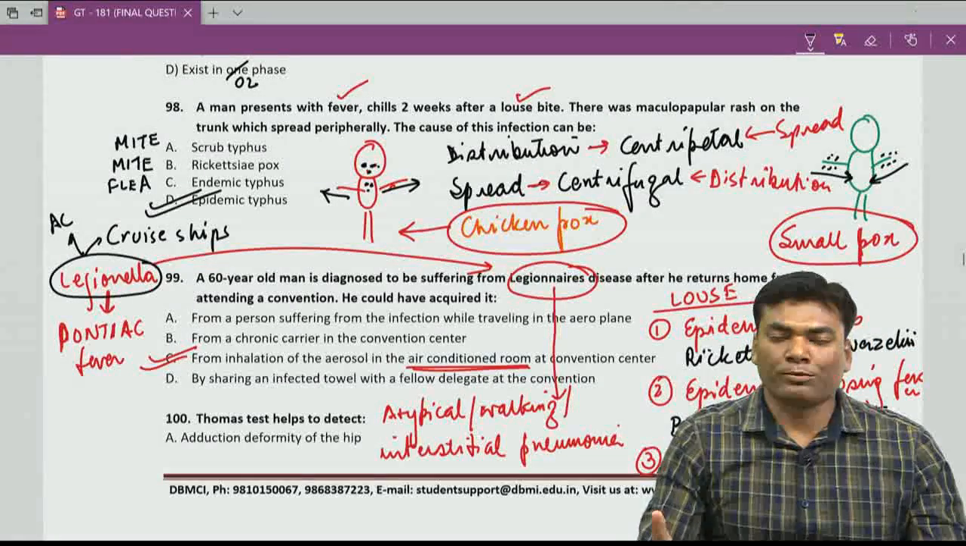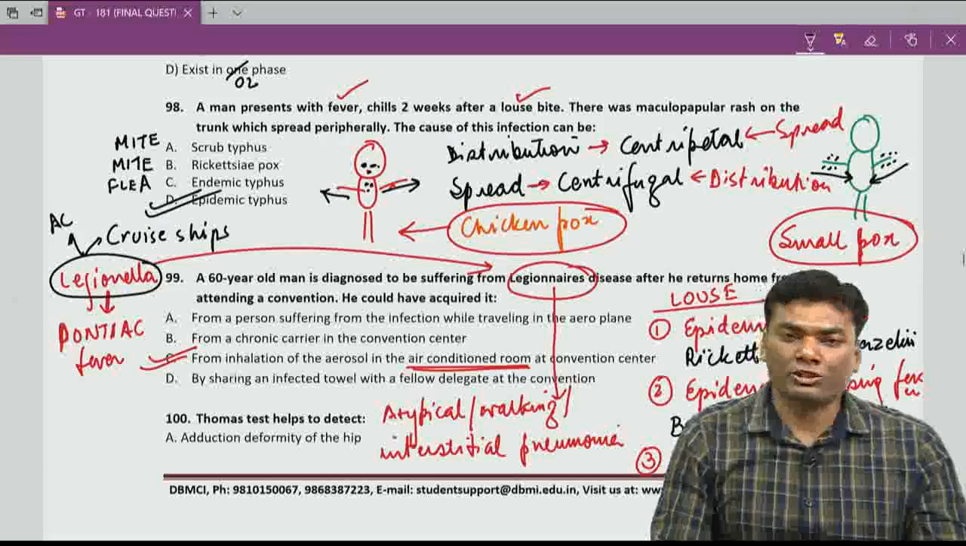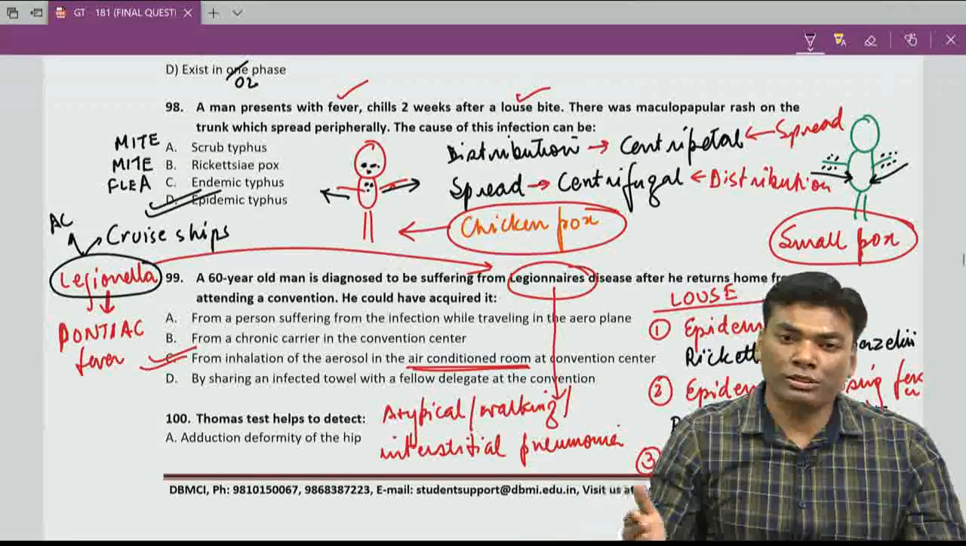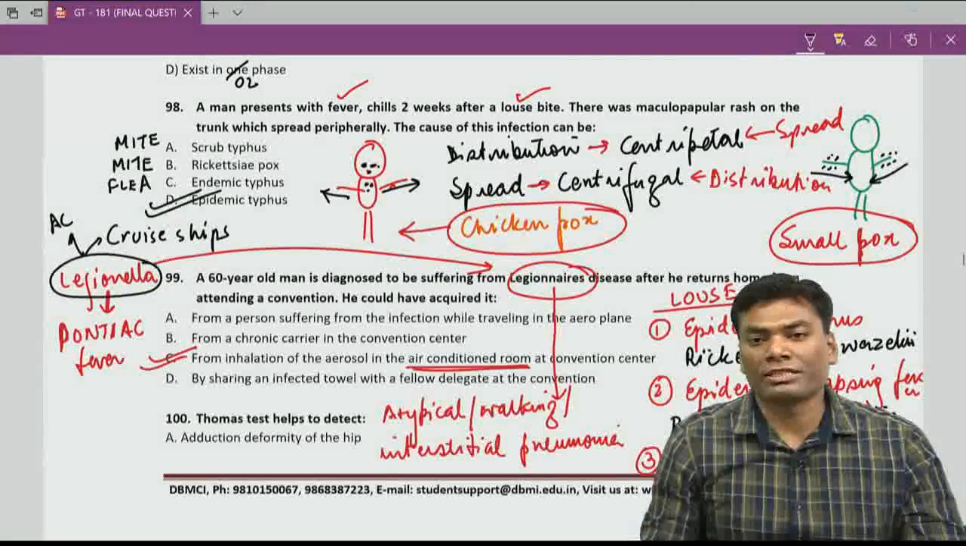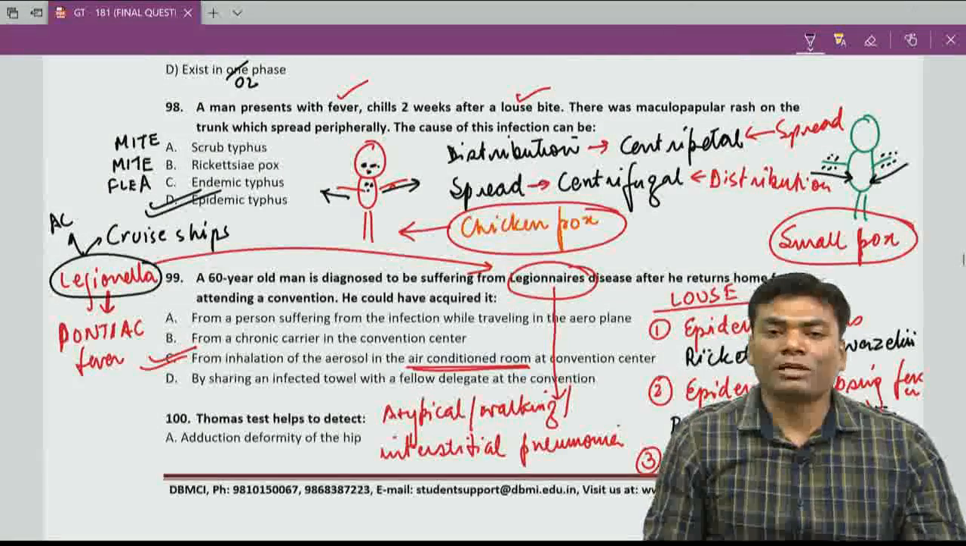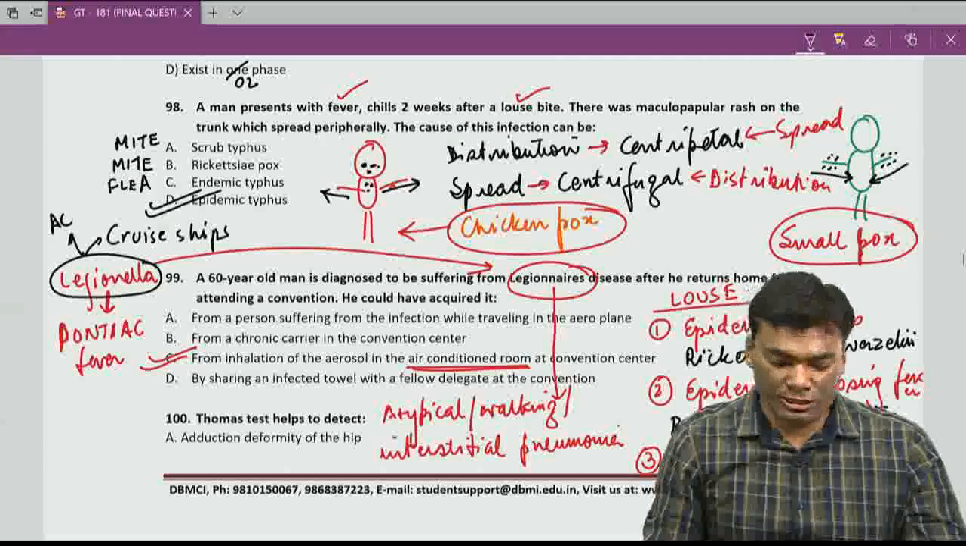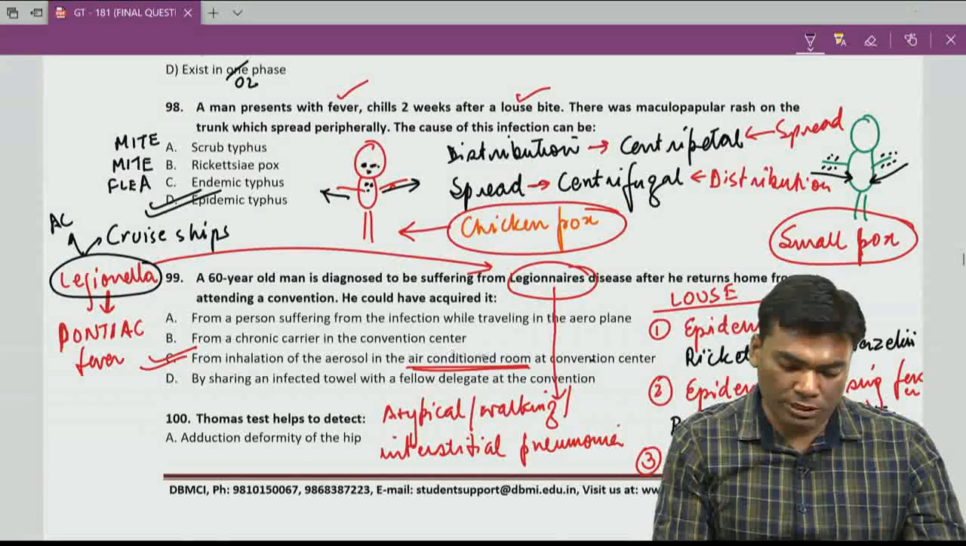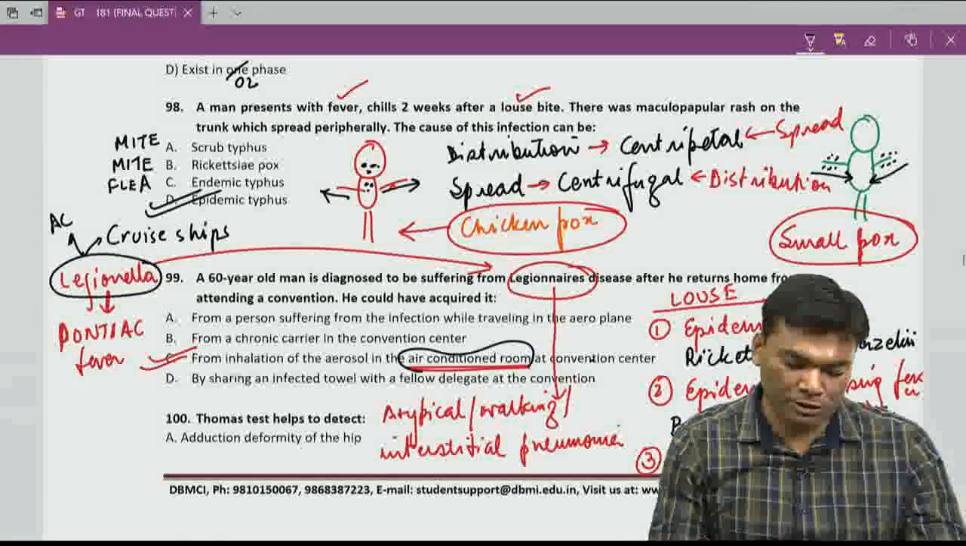Let's suppose that in an ICU there are 10 patients and there's an air conditioner at one end. The patient who is closer to the air conditioner will get Legionella infection, right? Similarly, in cruise ships also there is Legionnaire's disease. So these 2 things are very, very important. The air-conditioned room at a convention center is how Legionella has come in this patient, right?